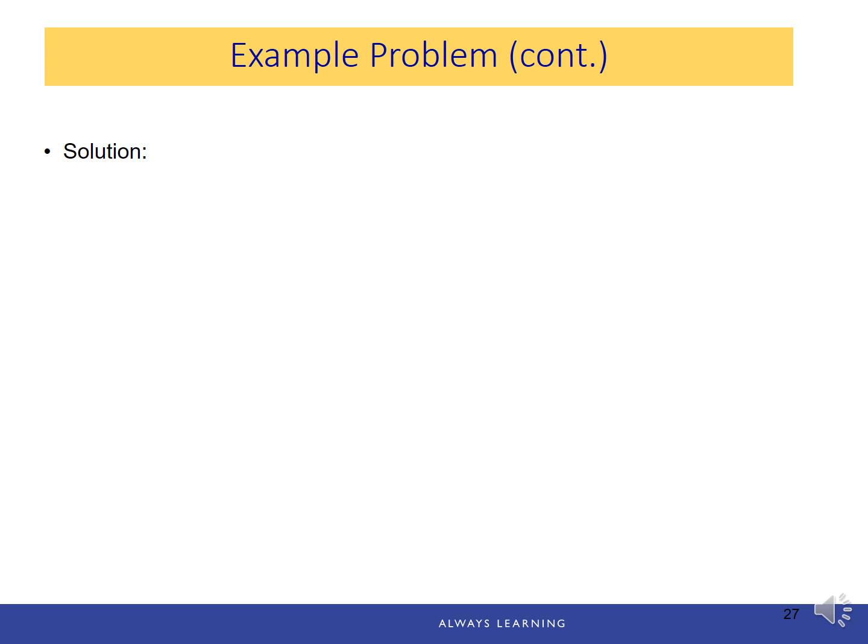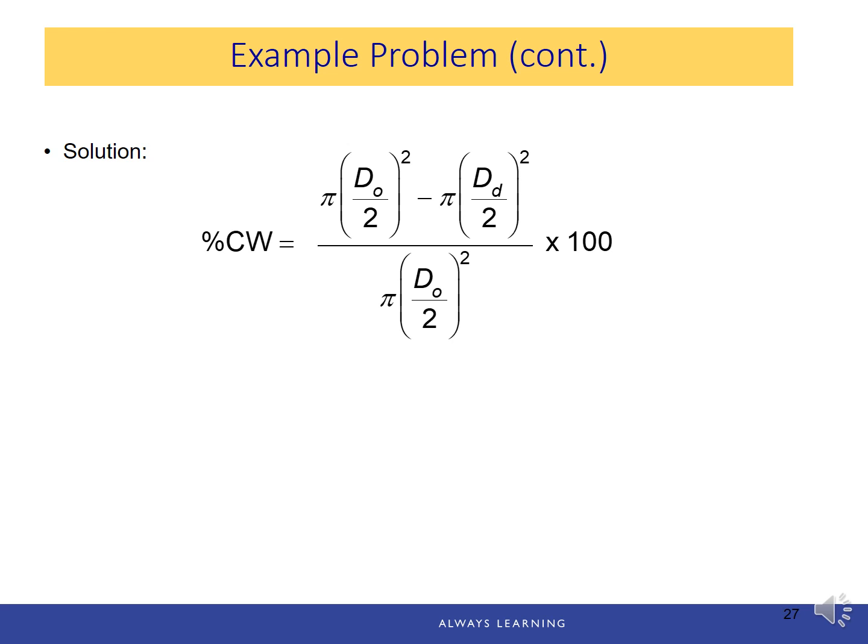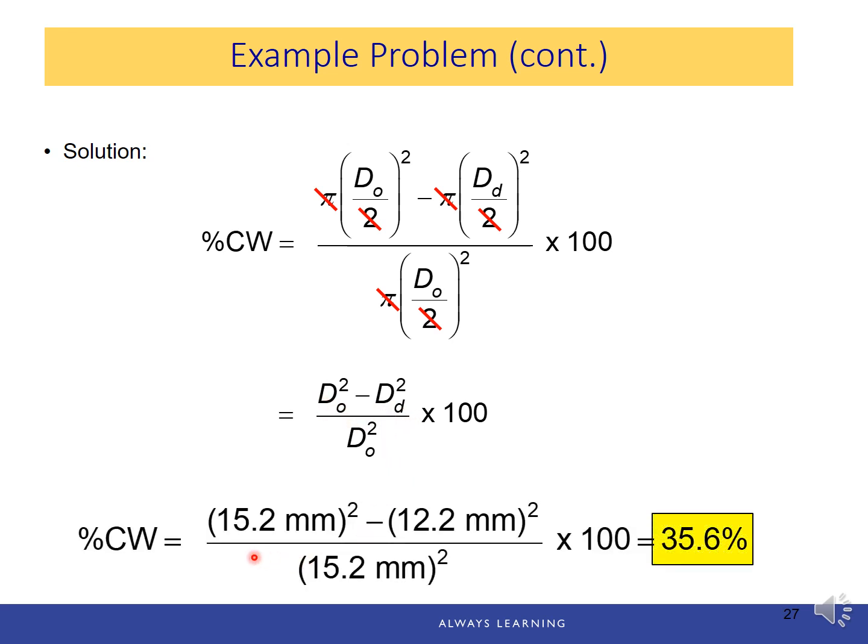We're going to check the graph to read off the values for the yield strength, tensile strength, and also the ductility of the material. The first step is to calculate the percent of cold work, which is the change in cross-sectional area over the original cross-sectional area. Now it's expressed in terms of the cross-sectional area, D0 and Dd. We can cancel the pi out and also the 2 out and simplify the equation, which becomes an expression of D0 and Dd only, and both are given. We can substitute the values and the percent cold work is 35.6%.